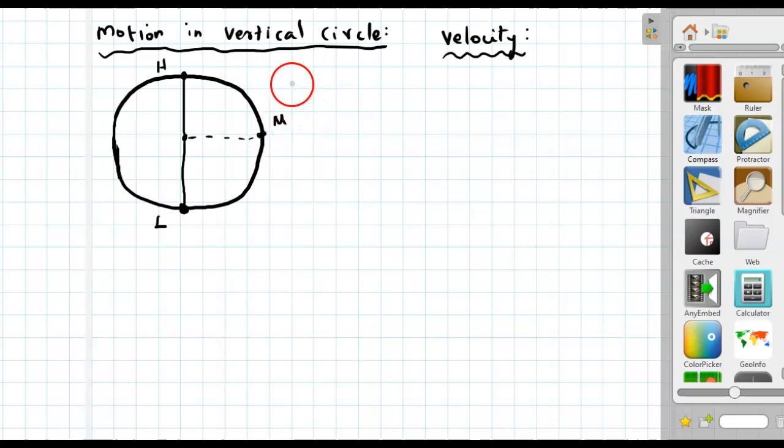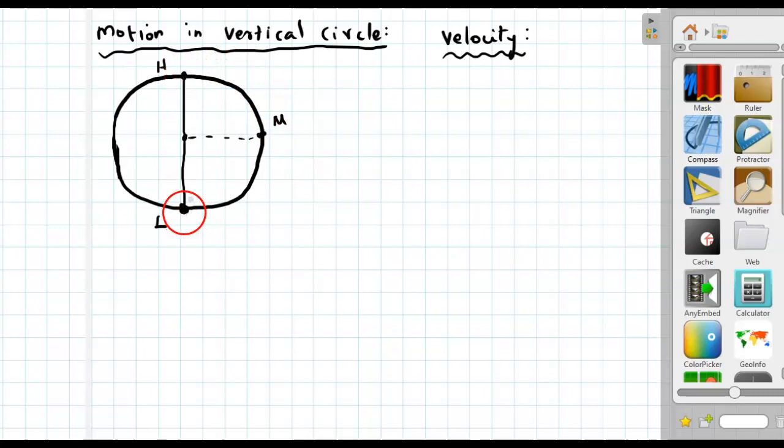In this video, we discuss motion in a vertical circle. When studying the motion of a body in a vertical circle, we have to consider the effect of gravity. Due to the influence of Earth's gravitational field, the magnitude of velocity of the body and tension in the string change continuously. It is maximum at the point L and it is the minimum at the point H.